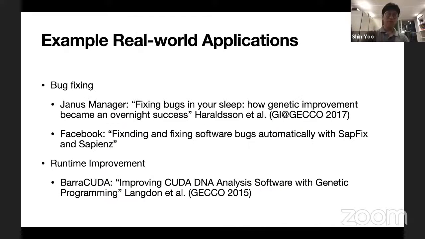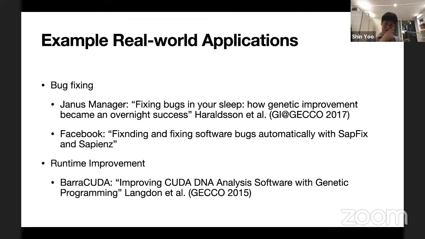So there are a few real-world application examples. When it comes to bug fixing, there are two famous cases. Janus Manager is sort of a live GI system. The relevant paper is titled "Fixing Bugs in Your Sleep: How Genetic Improvement Became an Overnight Success." The overnight success is obviously a pun. It was a success in its own right, but also Janus works during the night. It will pick up the bugs that were reported during the day, and then GI will try to fix them during the night, so that when the developers come into the office in the morning, they will be given the bug report and also the candidate patch.